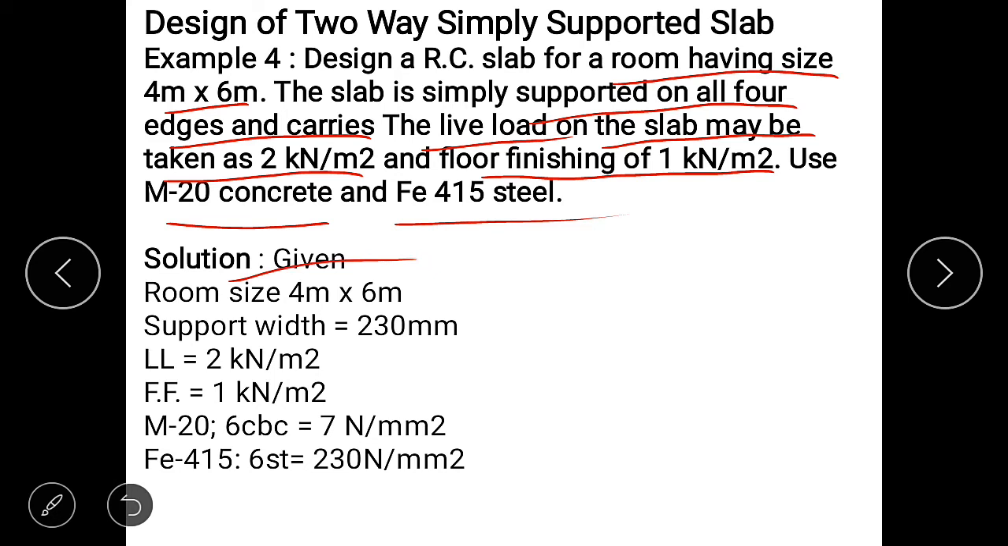Given data is room size 4 meter by 6 meter, supported width is 230 mm, live load is 2 kN per meter square, floor finish load is 1 kN per meter square, grade of concrete is M20 and the permissible stress in concrete is 7 Newton per mm square. Fe415 means steel grade is Fe415 and permissible stress in steel in tension zone is 230 Newton per mm square.